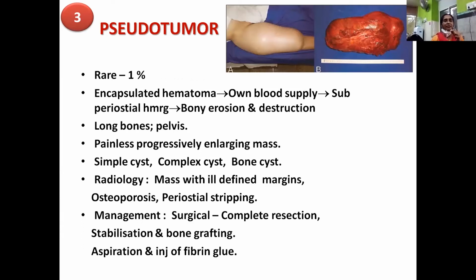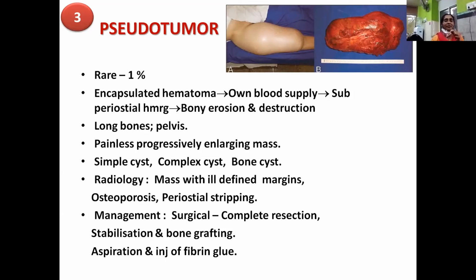Now, the next most important complication is pseudotumor. This is very rare, seen in only 1% of cases. It is a complication arising after suboptimal treatment of a hematoma. Whenever a hematoma is left suboptimally treated, it can remain as such, even though the size may decrease. This hematoma finally develops a capsule and becomes an encapsulated hematoma.